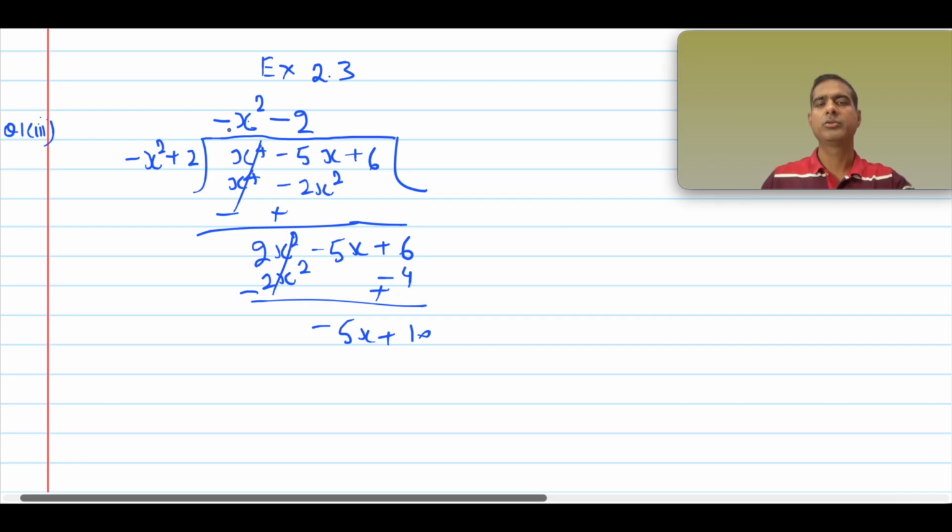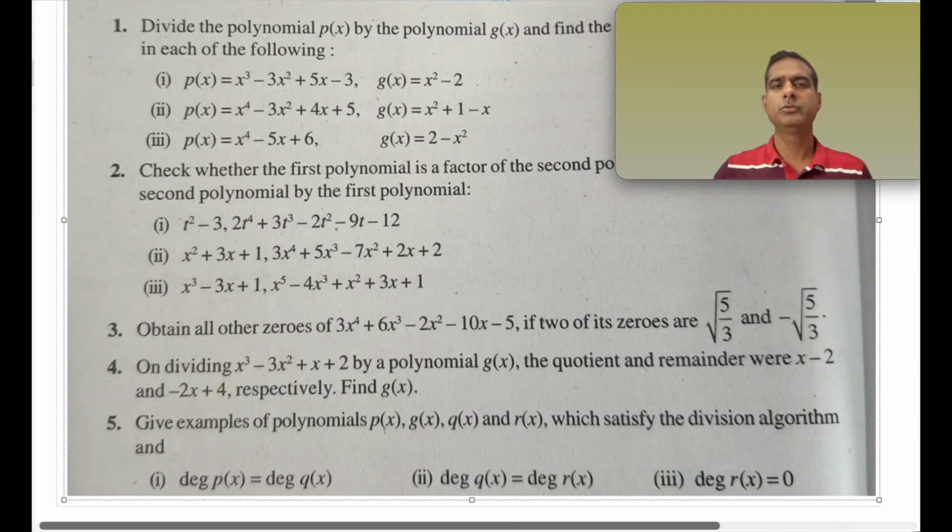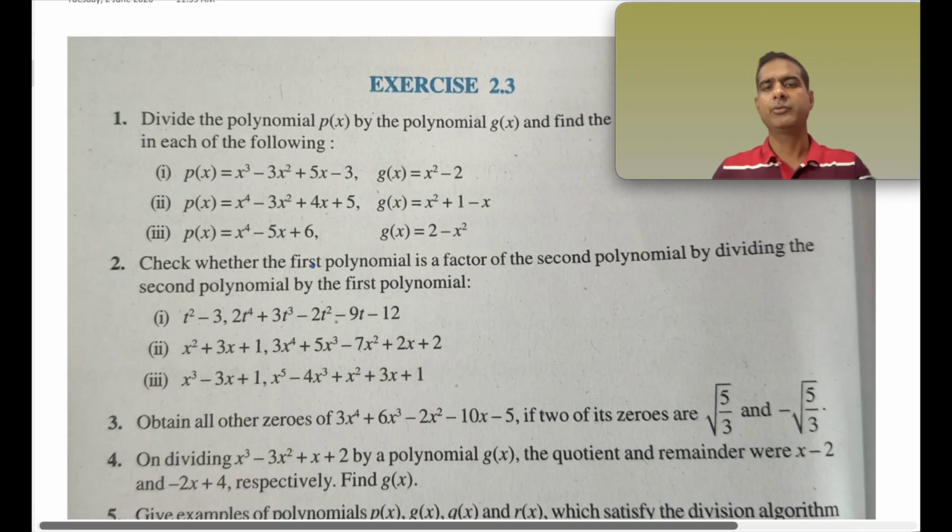Now let us take question number 2. So we have seen in the last two questions how to divide two polynomials. Now let us take question number 2 of exercise 2.3. So the question number 2 is, check whether the first polynomial is a factor of the second polynomial by dividing the second polynomial by the first polynomial. So we have to divide the second polynomial by the first polynomial and check whether the second polynomial is a factor of the first polynomial or not.